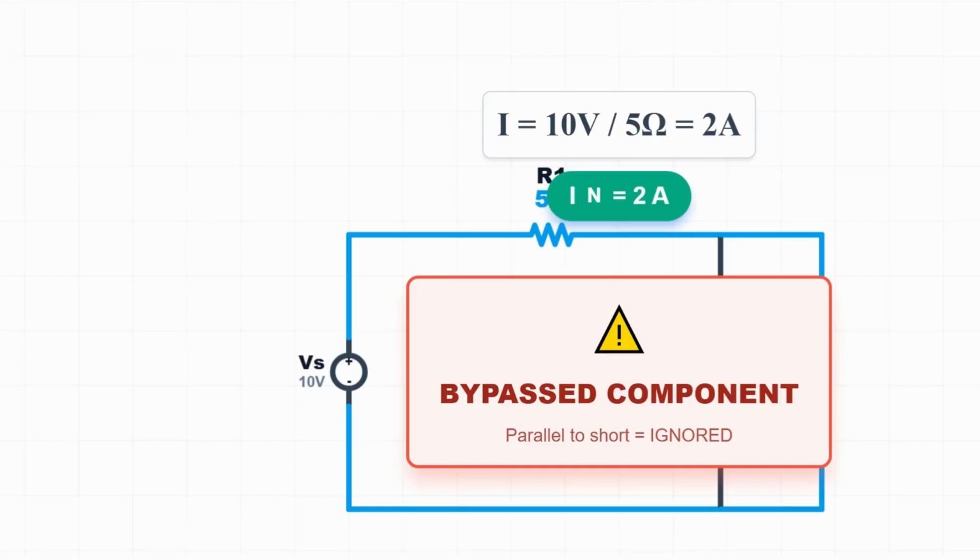A crucial warning here. When you short the terminals, you might short out, or bypass, some components. Any resistor parallel to your short becomes irrelevant because current skips it to take the 0 ohm path of the wire. This simplifies the circuit massively, which is why the Norton method is often faster than finding the Thevenin voltage. You get to ignore parts of the circuit.